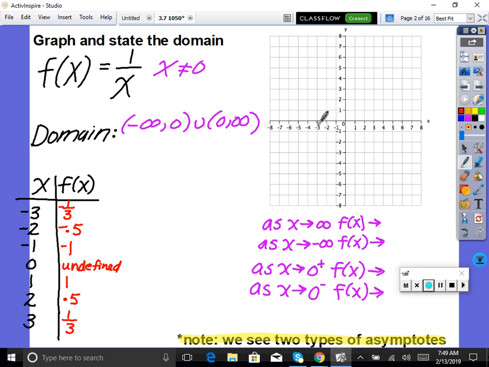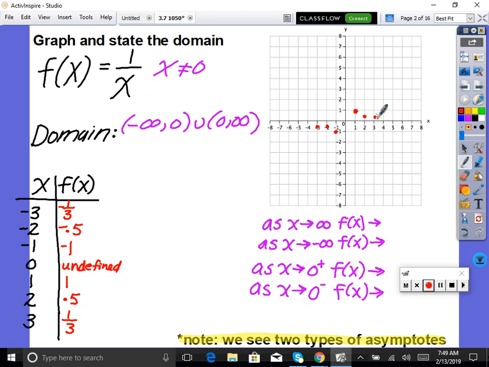So I'm going over negative 3, down a third. Over negative 2, down halfway. Over negative 1, down 1. And that's all I have. We're then skipping over 0, right? Jumping over 0, and then we're going over 1 up 1, over 2 up a half, over 3 up a third. Now, we all understand that I've only plotted a couple points.